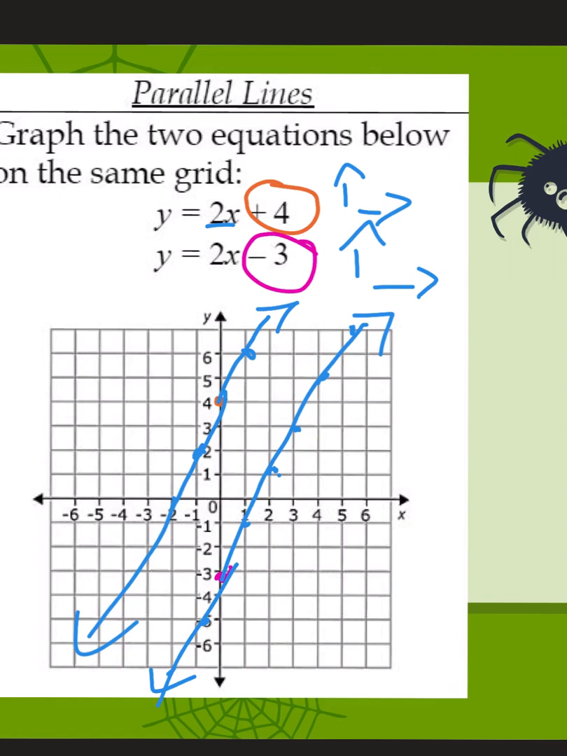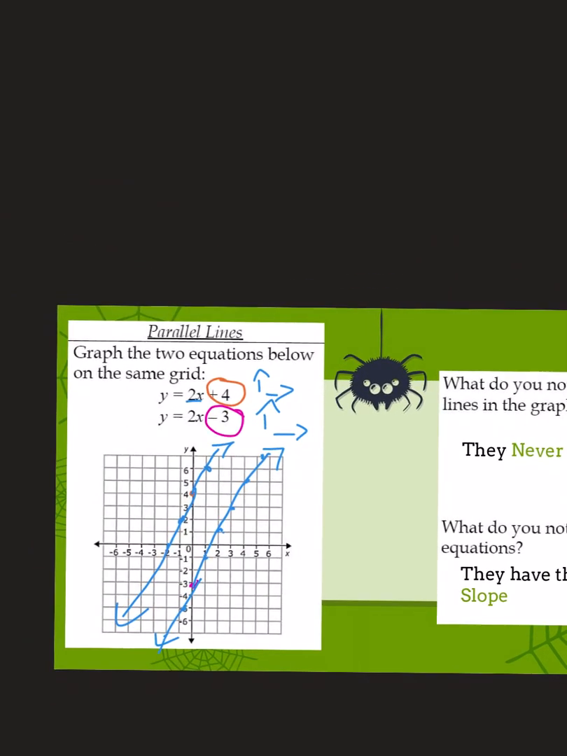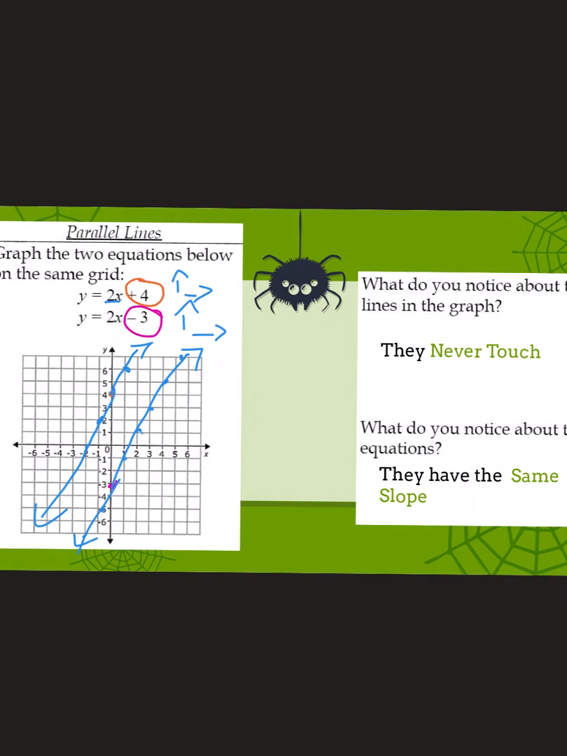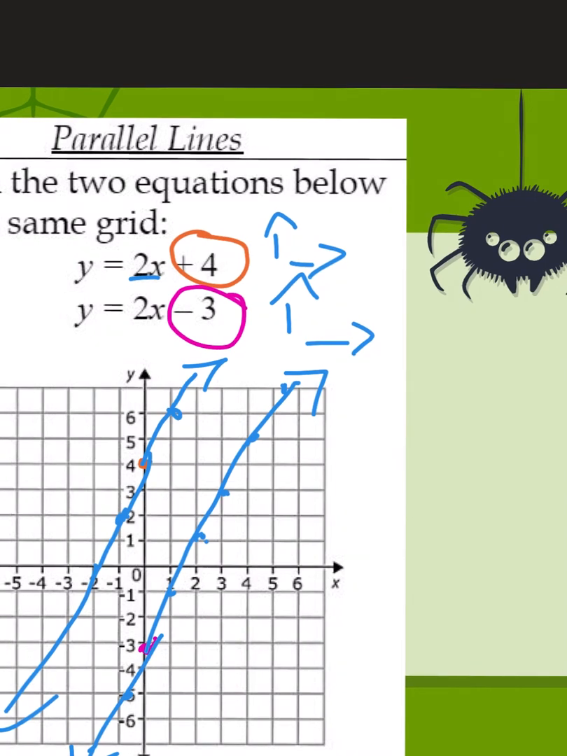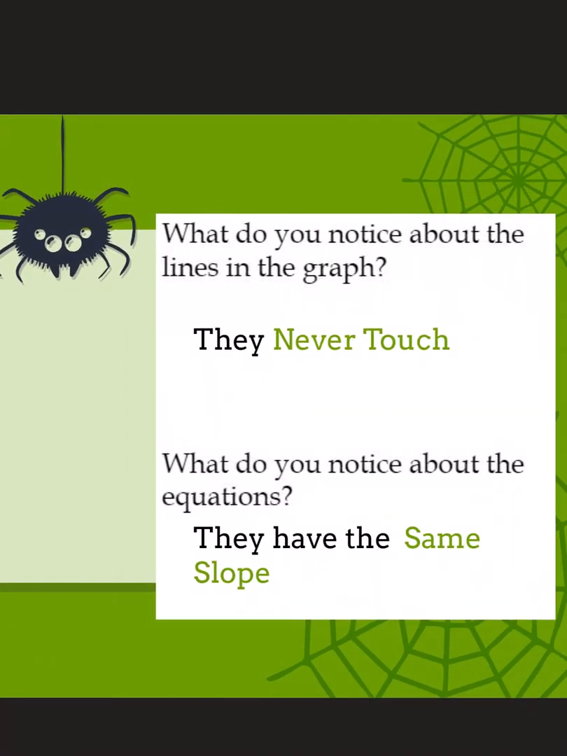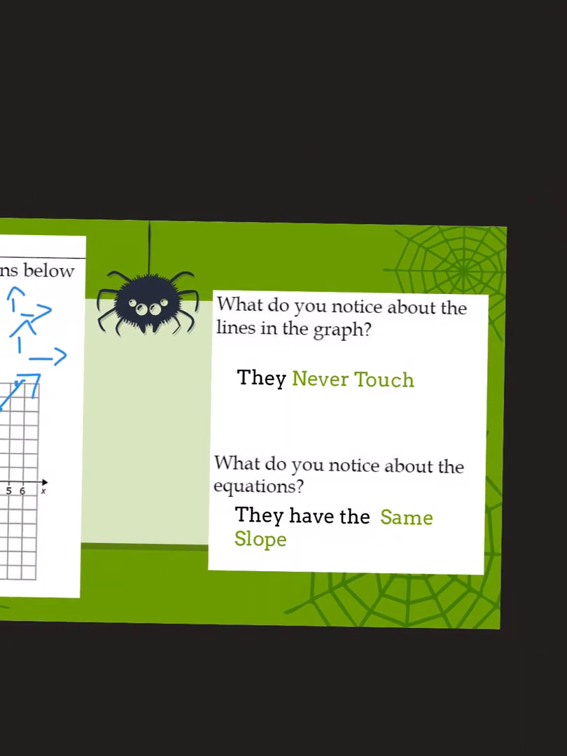All right. So the question now is, what do you notice about the lines? They are parallel, meaning that they never touch. And what do you notice about those two equations? There are only two equations. What's the same? The 2x. The 2 in front of the x, which is our slope. So that's why we wrote they never touch and they have the same slope. So we're going to do the same thing but with perpendicular lines.